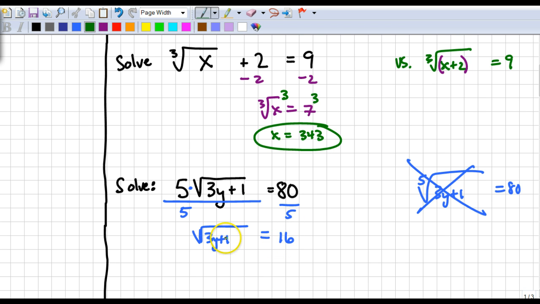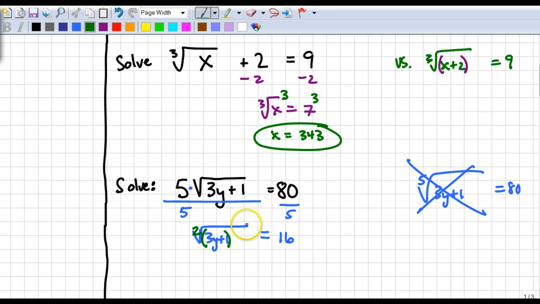Next, we can't move the 1 yet because the 1 is stuck underneath this radical bar. Remember that the radical bar behaves like a grouping symbol, so it's putting the 3y and the 1 together, and those cannot be separated until this bar goes away. So let's make the bar go away.